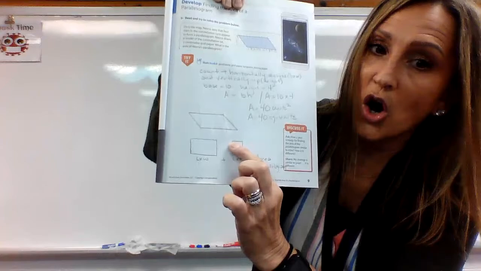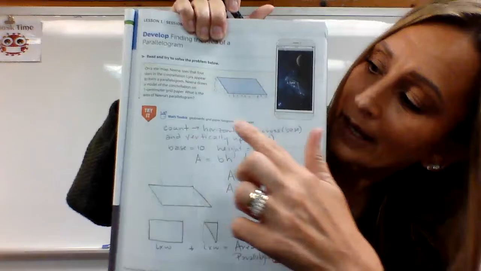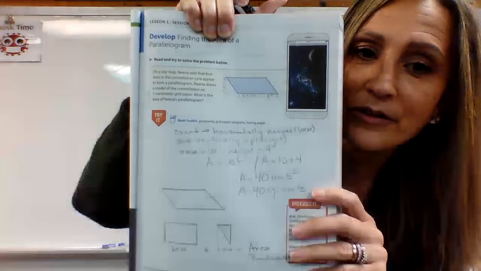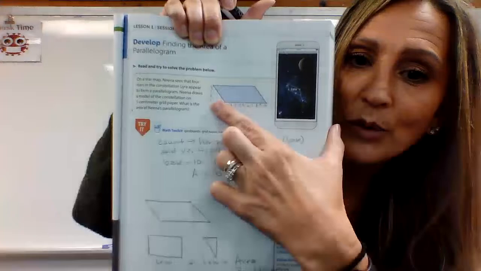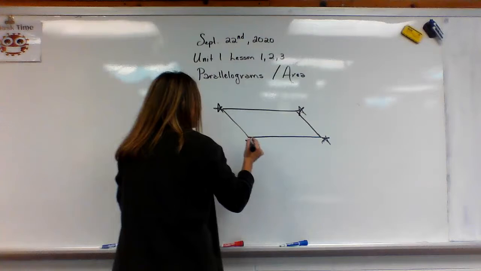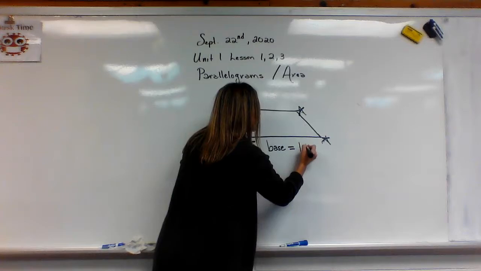And if you look at Mrs. P's book, what I did is I just counted everything that Nina saw on the parallelogram with her stars in the sky. So I counted, and what I counted was that there were 10 boxes along this line. So I now know that Nina's base of her parallelogram is equal to 10.